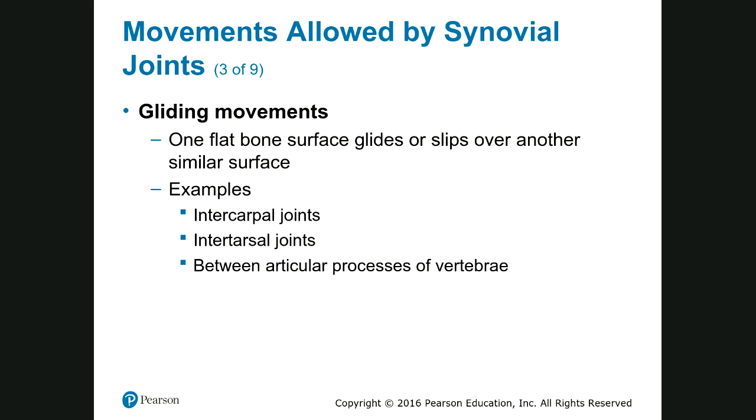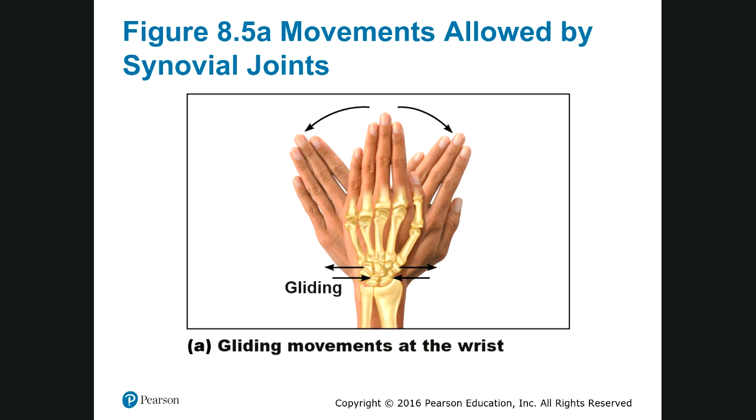So gliding movement is where one flat bone surface glides or slips over another. So the intercarpal, intertarsal, between the vertebrae, those are all going to be areas where you have these gliding movements occurring. Again, this is the prom queen waving to the crowd and moving her hand back and forth with that little prom queen look that you see here.